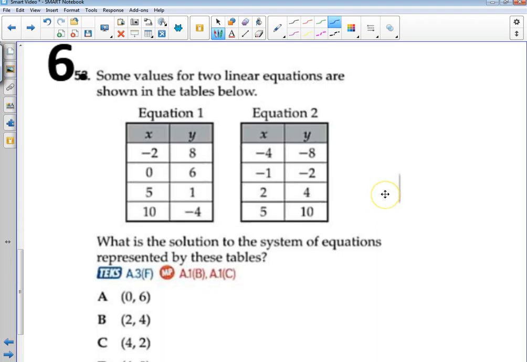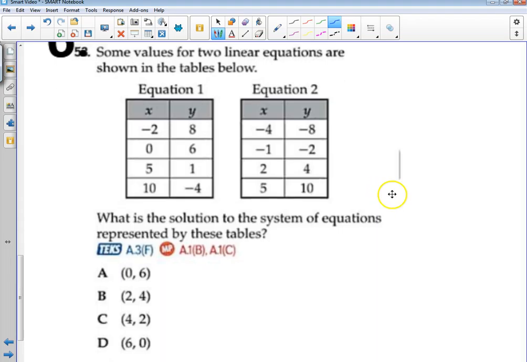Okay, with this problem, it wants you to find where these two equations are the same. And that also means where they cross each other. So the way I would do this question is I would find the two easiest points to get their slopes. So this would be plus 5, and this would be minus 5.